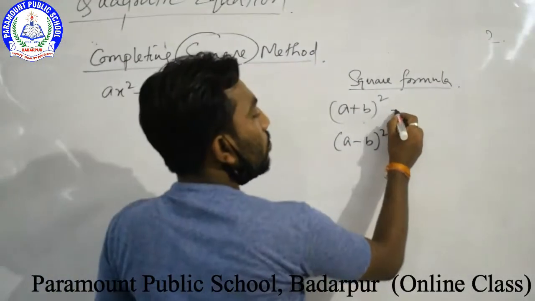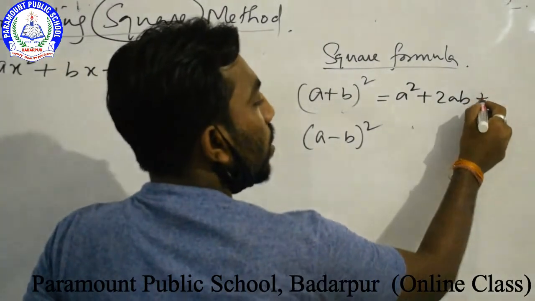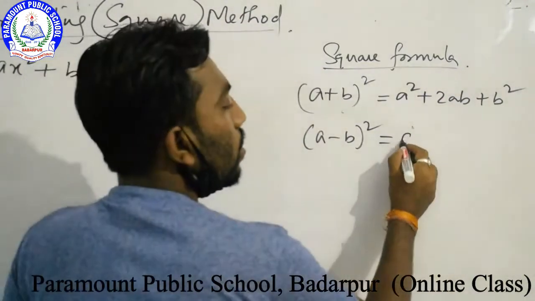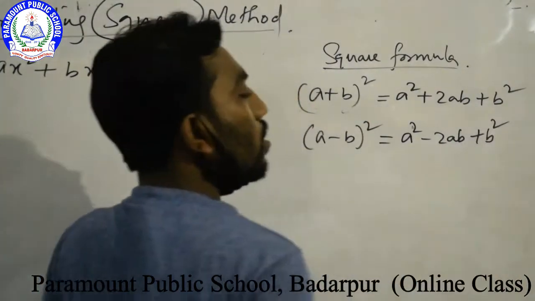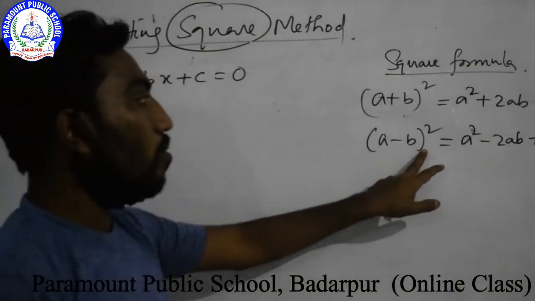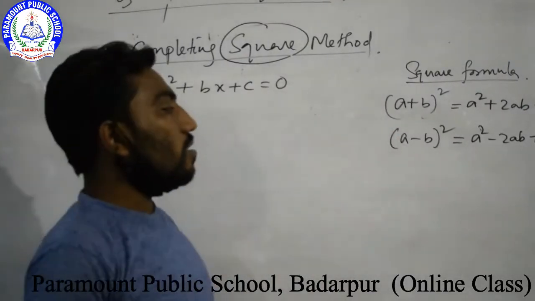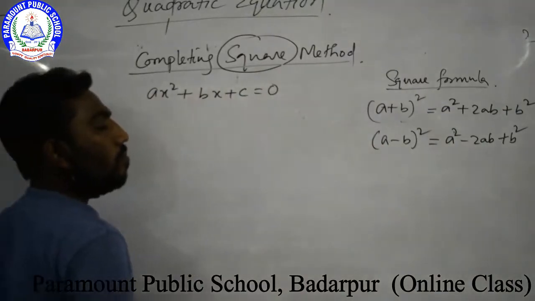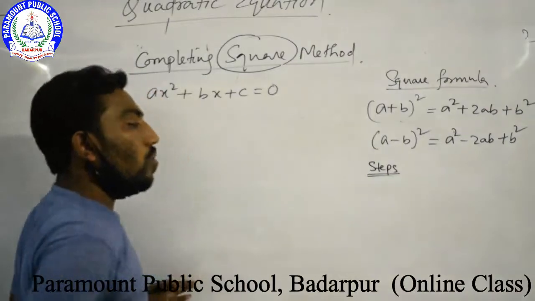So what does a plus b whole square mean? a square plus twice ab plus b square. And a minus b whole square means a square minus 2ab plus b square. So here our main aim is to convert this to any one of the standard formulas. Before going into this, I will write the steps one by one. These are the following steps which you have to follow.